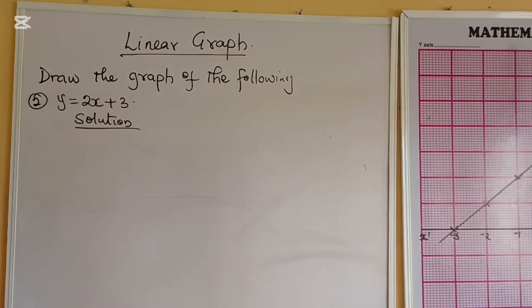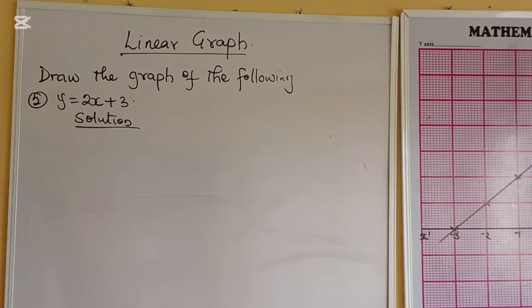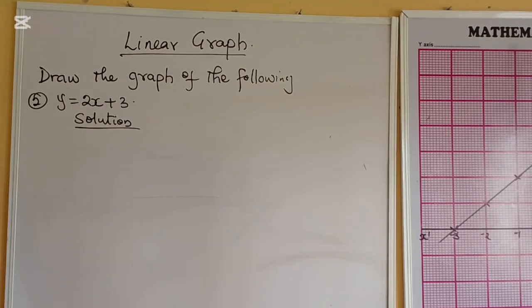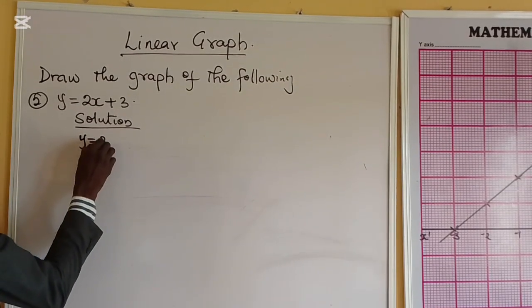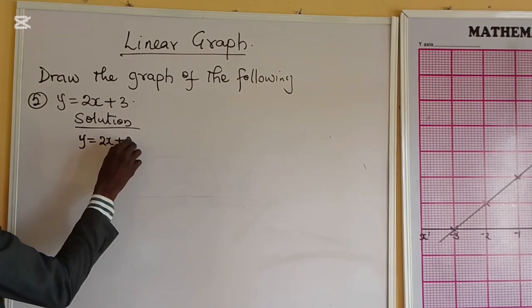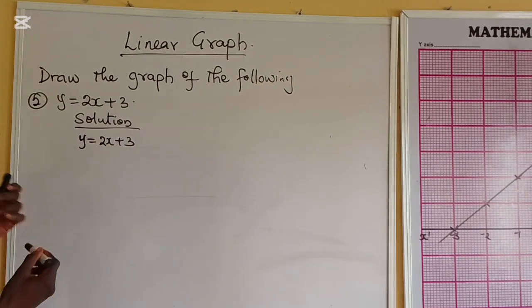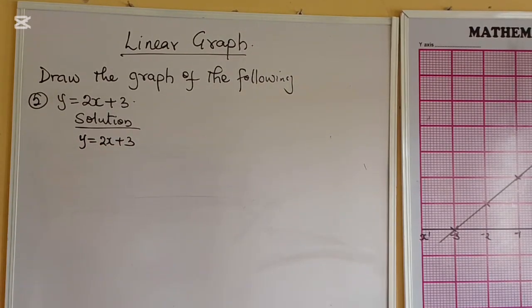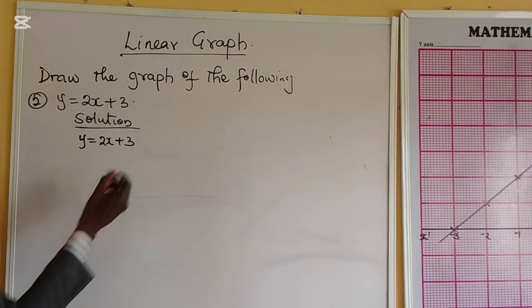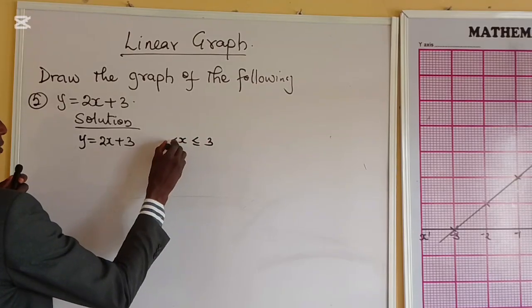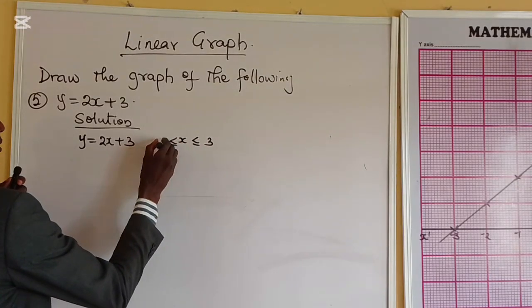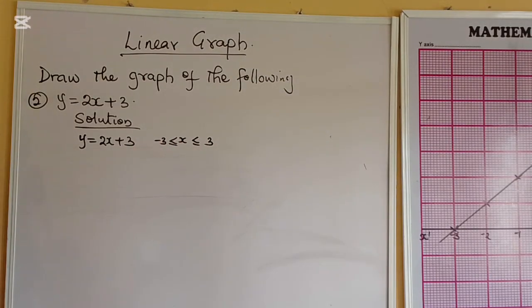Now, draw the graph of the following. Number 2: y is equal to 2x plus 3. And like what I said, the range of x, or value of x, is not given to you. I'm taking it from minus 3 to plus 3. I'm taking my range like that.